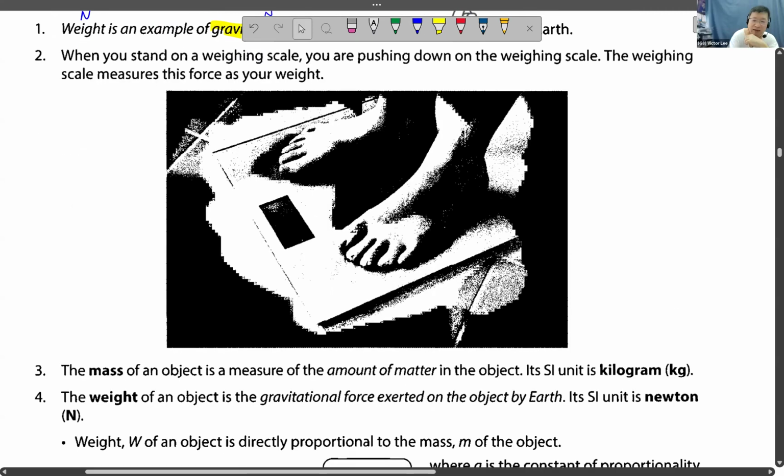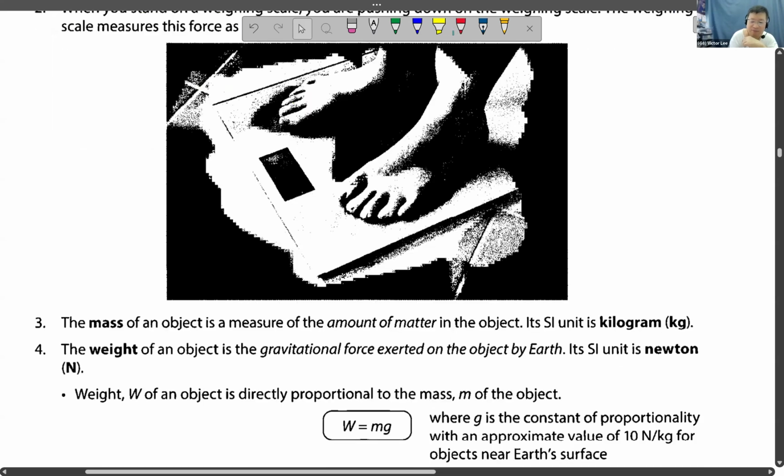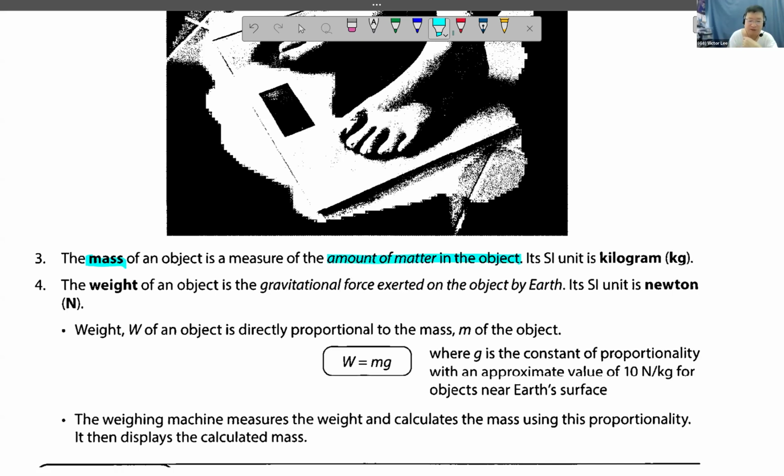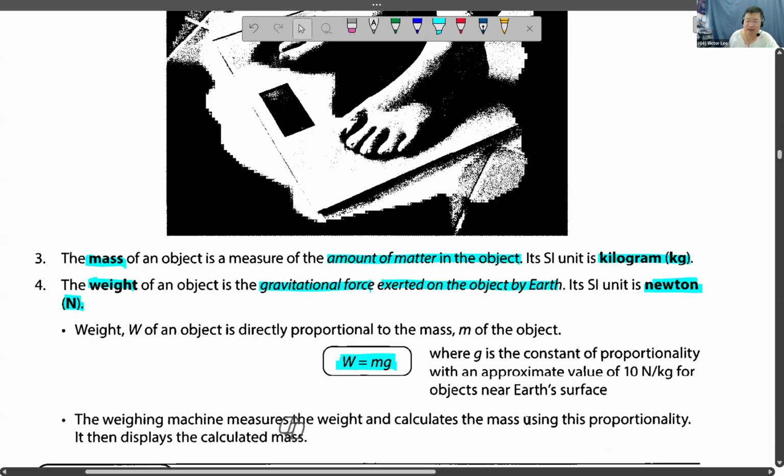So here you need to learn two things. First, the mass is the amount of matter in the object. I also taught this definition to my Sec 1 students. SI unit kilogram, please remember this. The weight is the gravitational force exerted on the object by the Earth. Unit is Newton. Take note of this. And the weight is equal to the mass times the gravitational field strength, g.